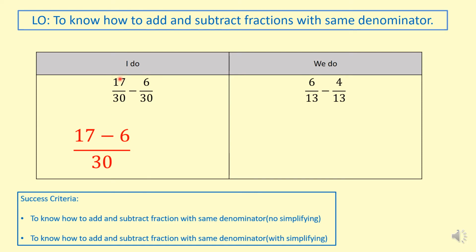Then I have 17 take away 6. Now I just do my calculation. 17 take away 6 is 11, which is over 30. So it's 11 over 30, and I can't simplify my answer, so this is the last answer. Now pause me here and do the video question, please.